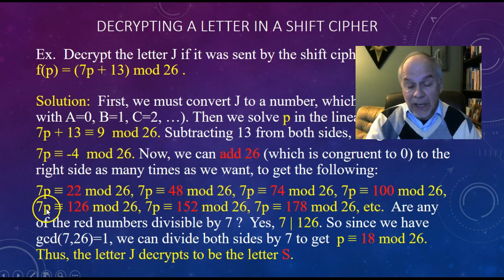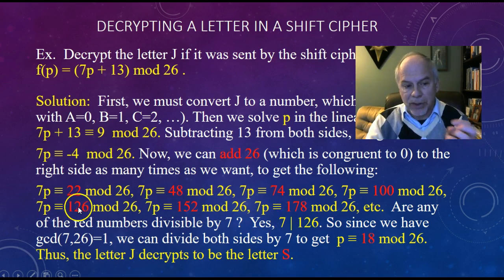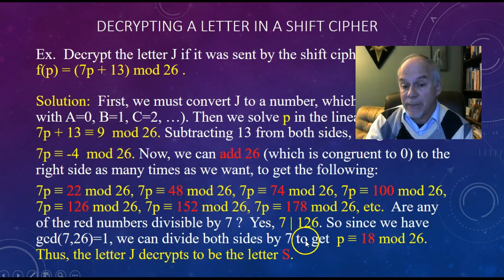So what we can do is check each of these numbers, and the first few are not, but 126 is divisible by 7. So if I divide 126 by 7, I'll get a whole number, and so I divide 7 on both sides, and that gives me P is congruent to 18 mod 26.